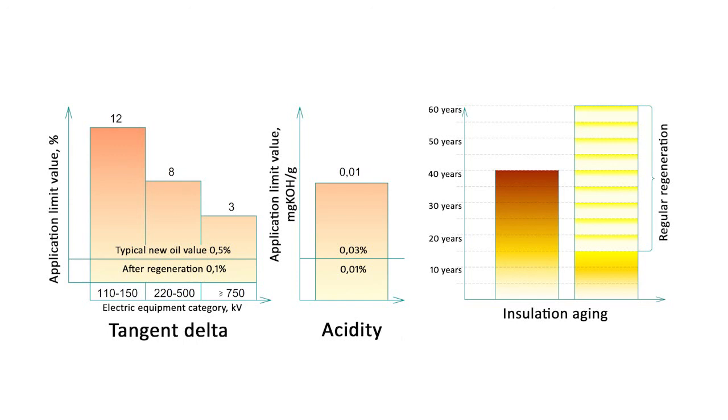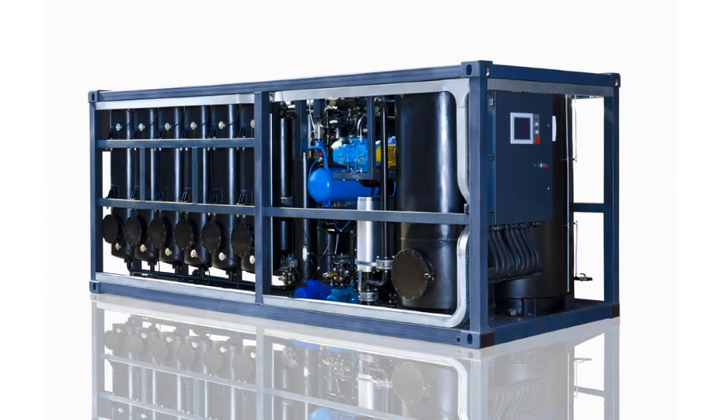The design of the system provides for placement either on a separate trailer or in a standard 20 or 40-foot container. The unit can be used as a standalone application for oil regeneration in oil facilities. The Fuller's Earth oil regeneration technology is widely known and is used worldwide due to its high efficiency.